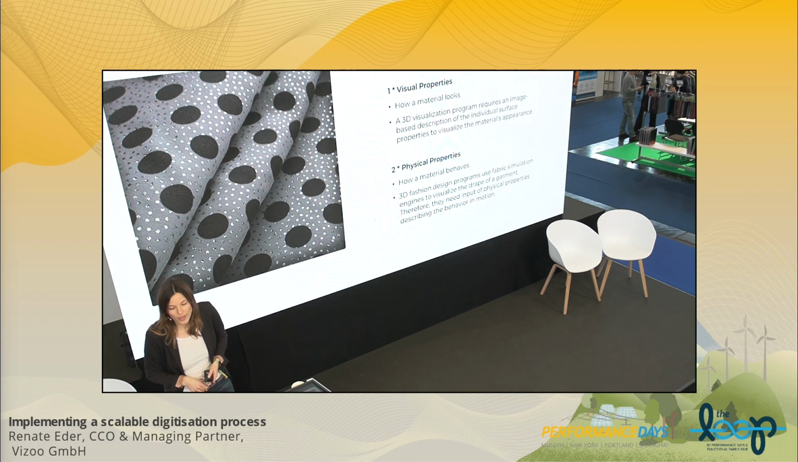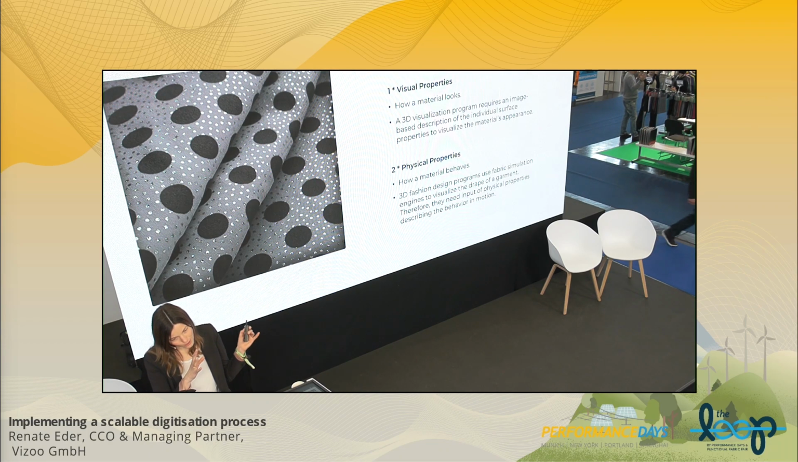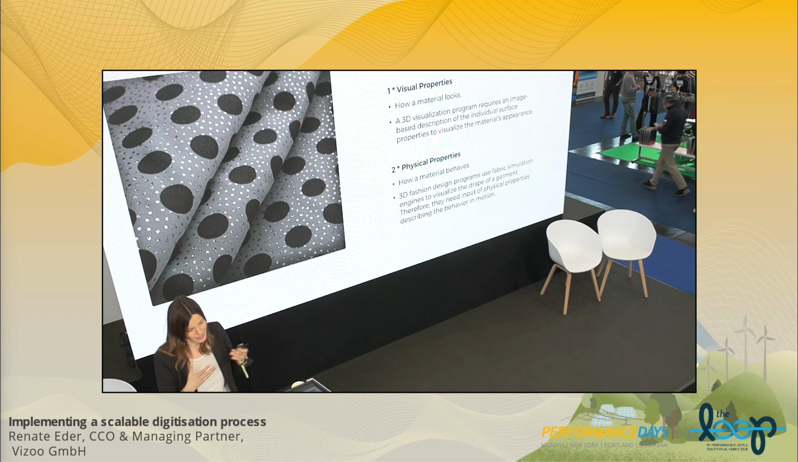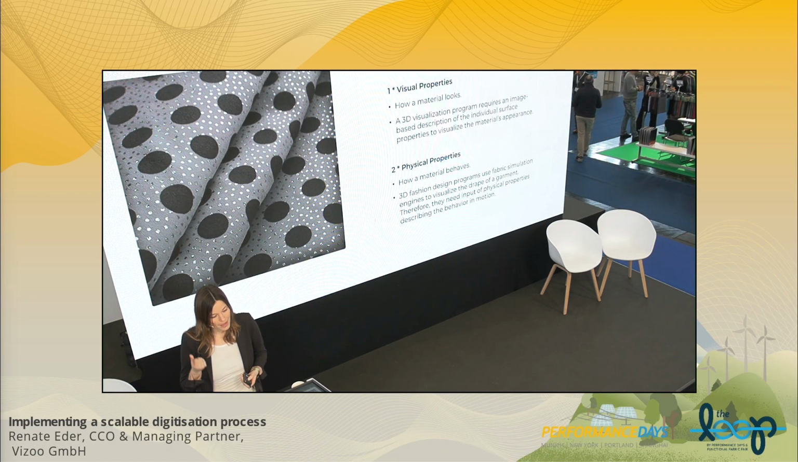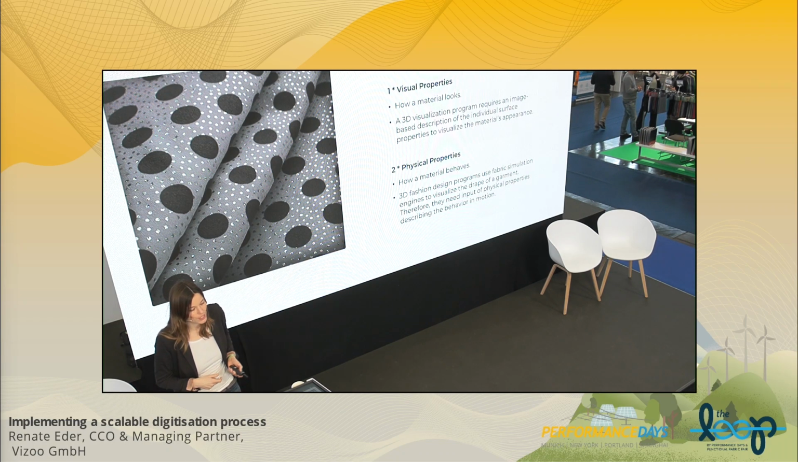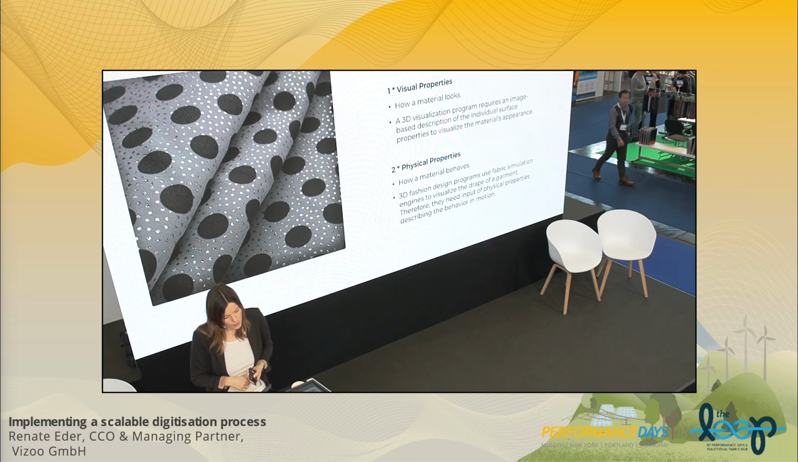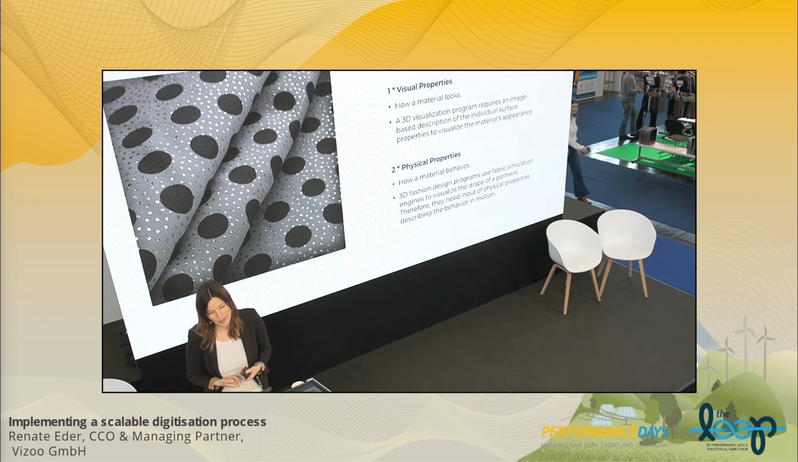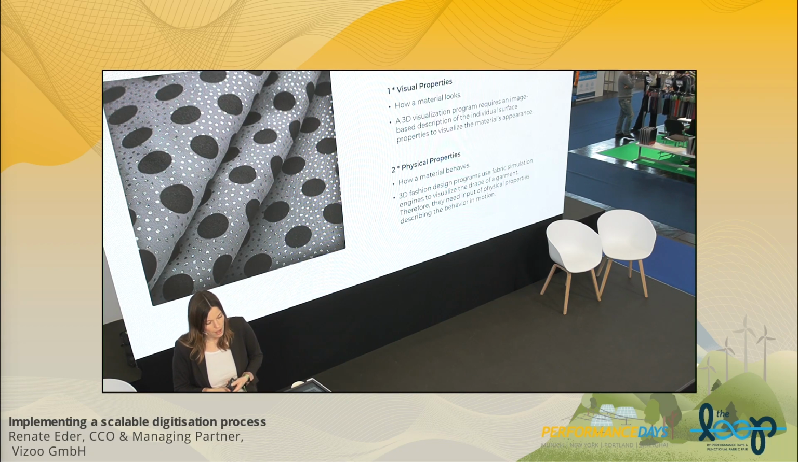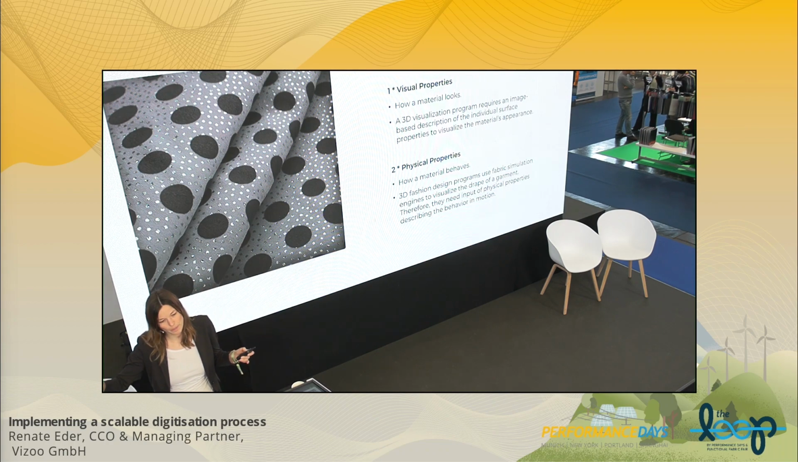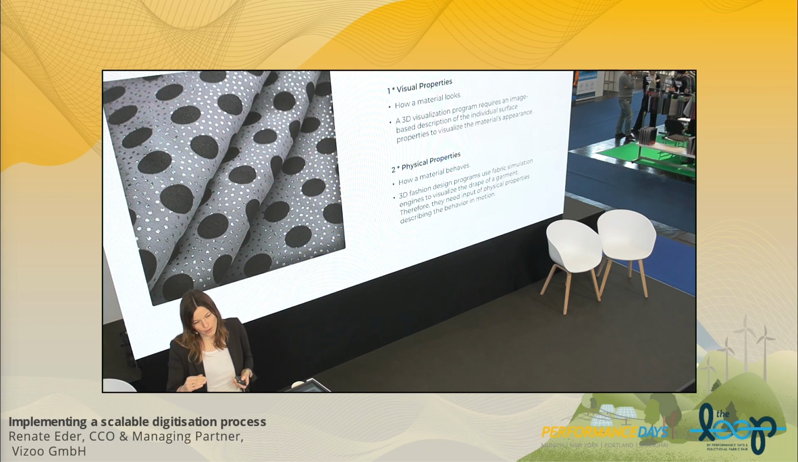So what is a digital material? We think of a digital material in two aspects when we talk about digitization, the material aspects. First, there are the visual properties of a material, meaning how the material looks. If we talk about the 3D visualization of a material, the program requires an image-based description of the several individual visual properties. That's something I would go into a little bit more detail in the next slide.